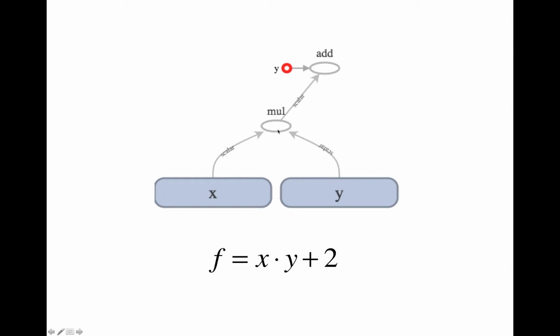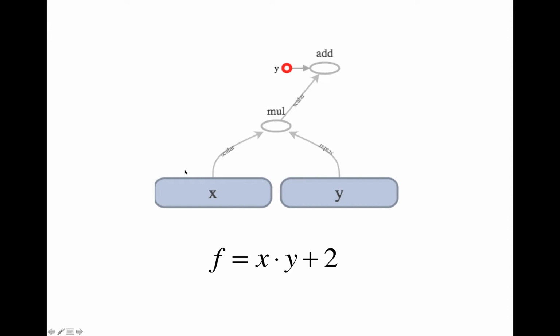So we have something that's called a node here that represents multiplication, and both x and y go into this multiplication operation. And then the result of the multiplication operation, and also a constant 2, which is represented by this small red circle here, are both fed into another node, an operation node called add, or addition. This is the addition operation.